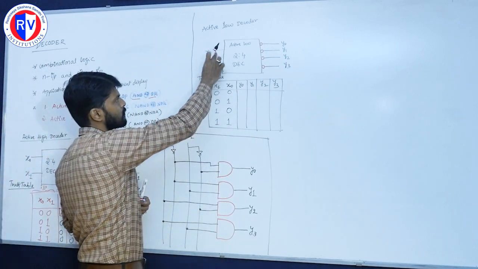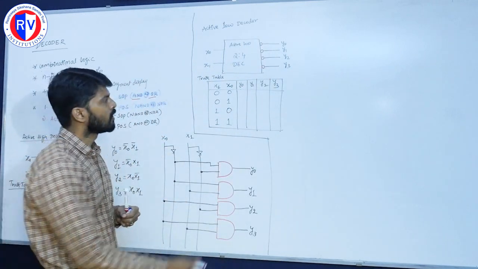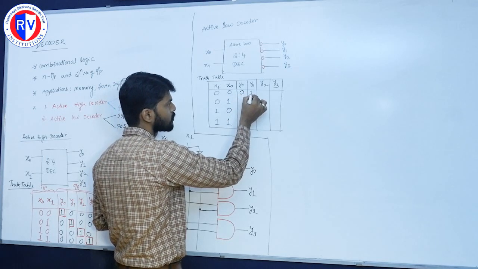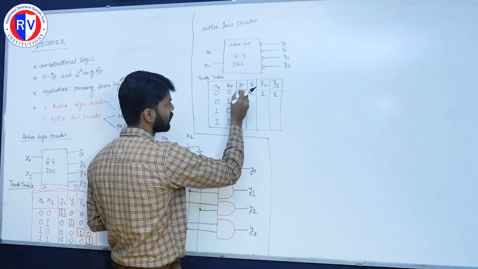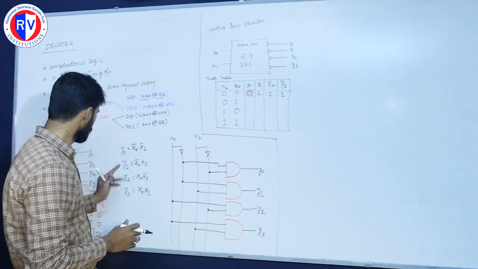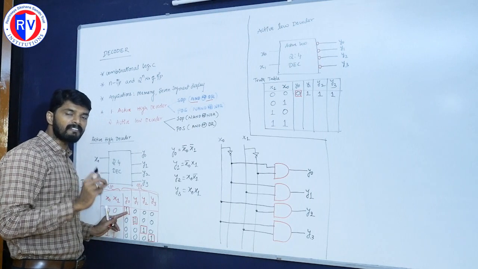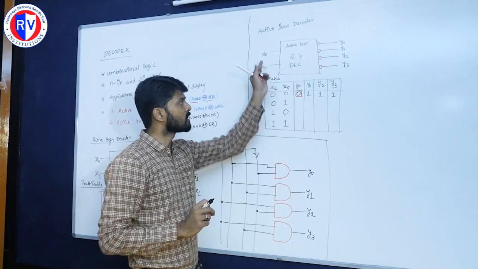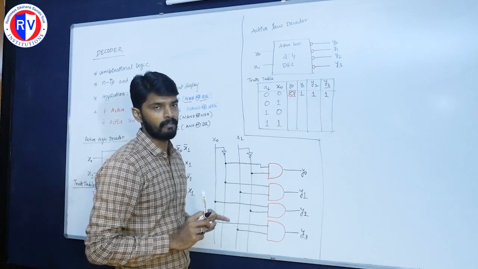If I select 0, 0, obviously we know that the Y0 output gets activated. In this case, instead of 1, we are getting 0 and the rest are all 1. This is just the opposite of the active high decoder. In case of active high decoder, whichever line we are selecting, that output is 1. But in case of active low decoder, whichever line we are selecting, that output is 0. Remaining outputs are all 1.